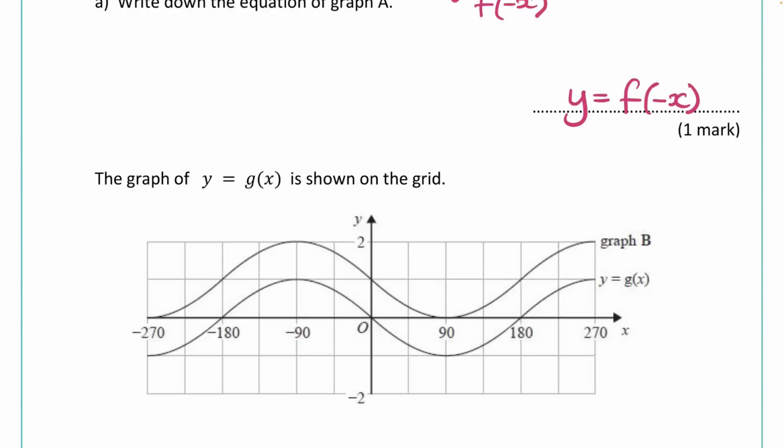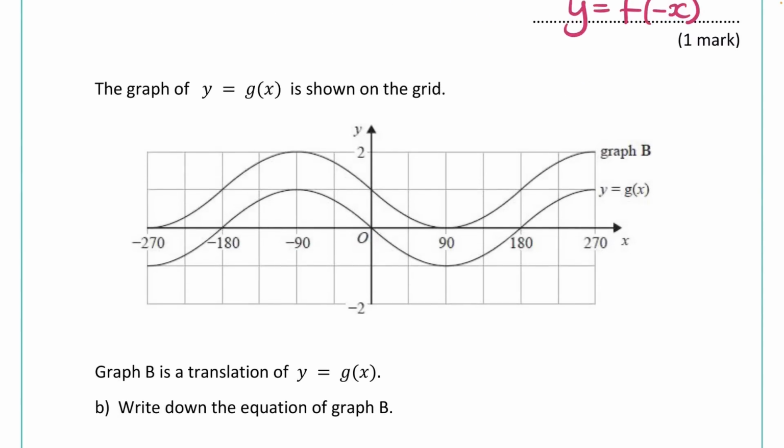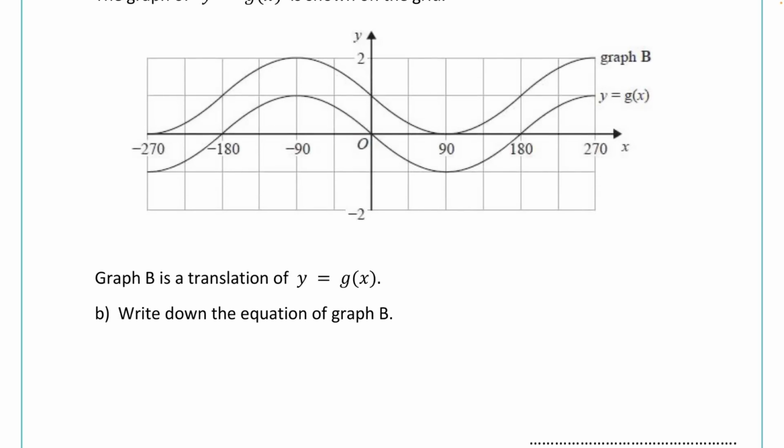Here's the graph of y equals g of x, shown on the grid. Graph B is a translation of y equals g of x. Write down the equation of graph B. Now there are 4 different things that we can do for a translation. It can either move left and right, or it can move up and down. If it's moving up and down, it's affecting the y coordinates. So for example, if it went 2 up, we would have y equals g of x plus 2. And likewise, if it went 2 down, it would be y equals g of x minus 2.